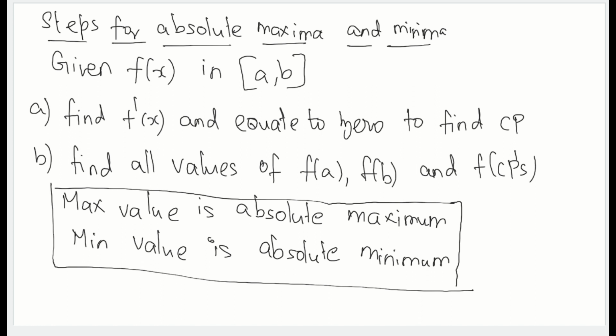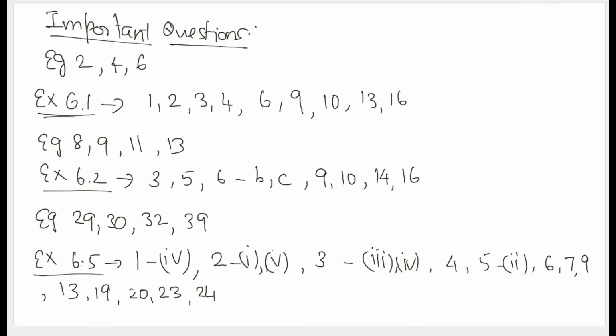So with this, all the concepts of AOD are over. Now we go to some of the important numericals. Before the first exercise, you have to go through examples 2, 4 and 6 related to the first exercise. In exercise 6.1, I have given you some 9 sums: 1, 2, 3, 4, and after that 6, 9, 10, 13, 16. All these questions you will have to go through, and the next examples are related to the second exercise, that is increasing and decreasing functions. So examples 8, 9, 11 and 13. And then comes the second exercise.